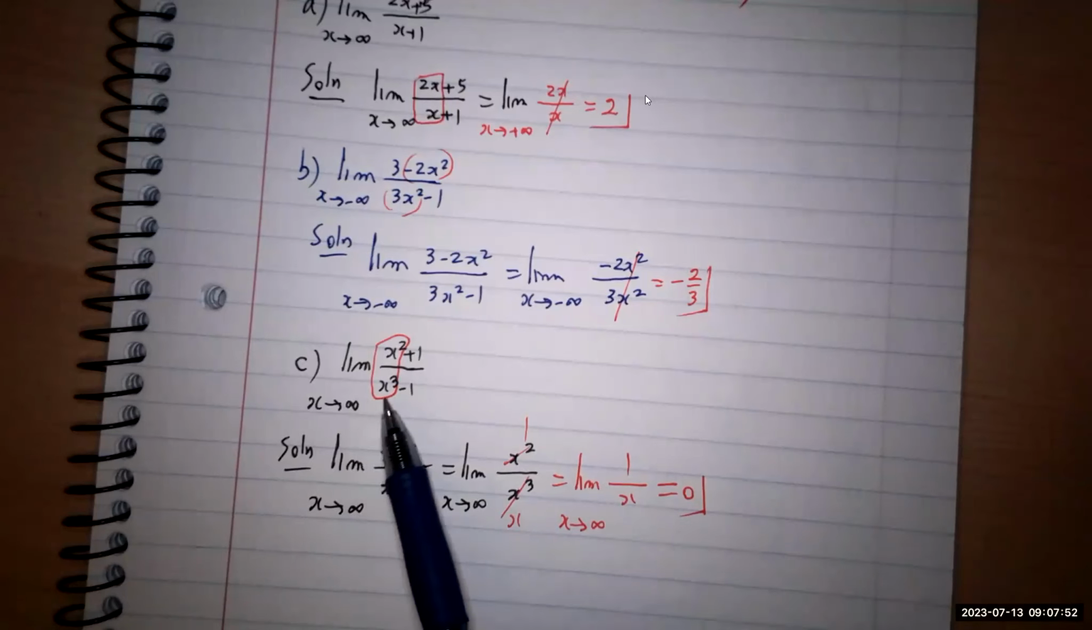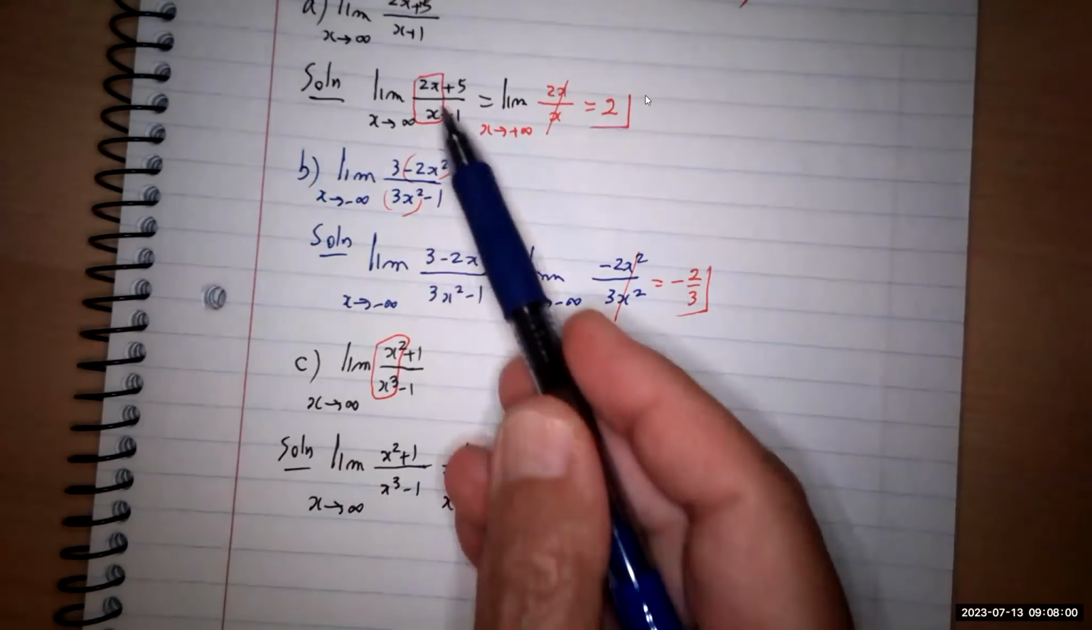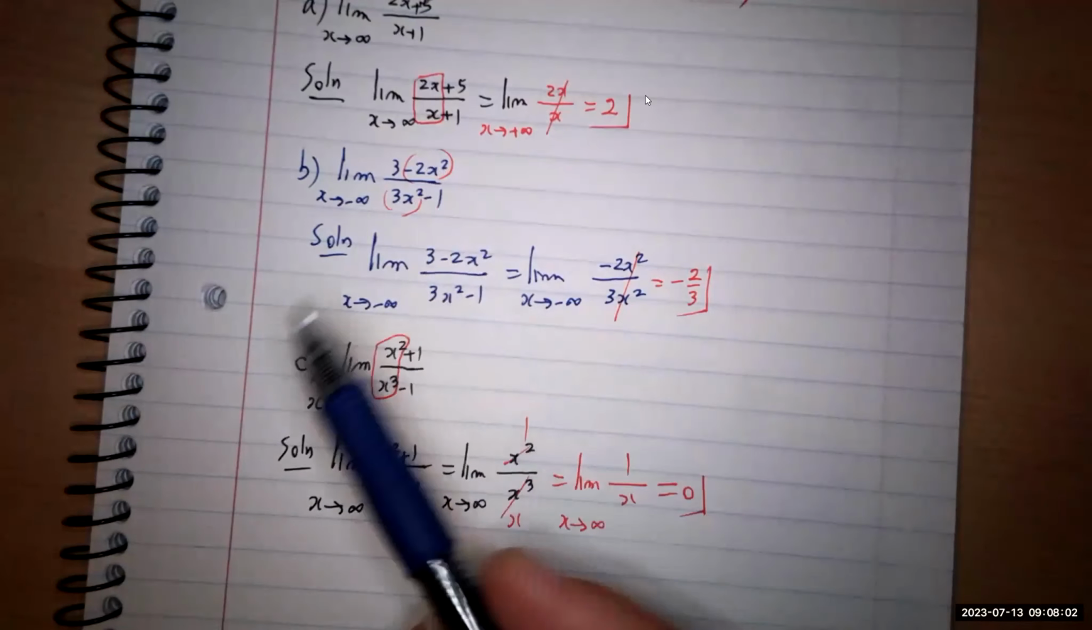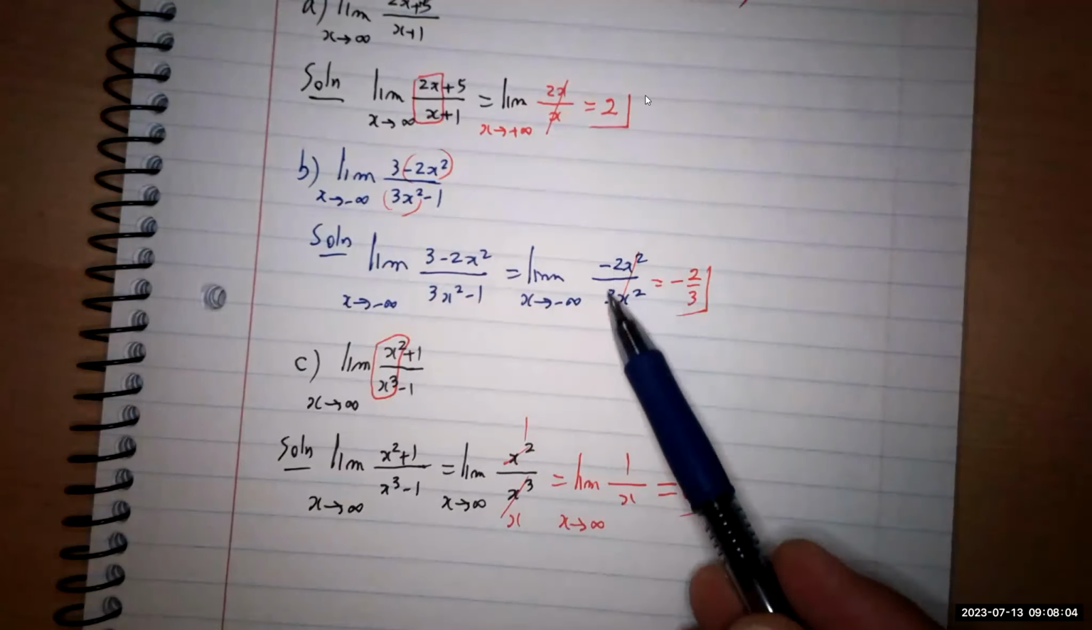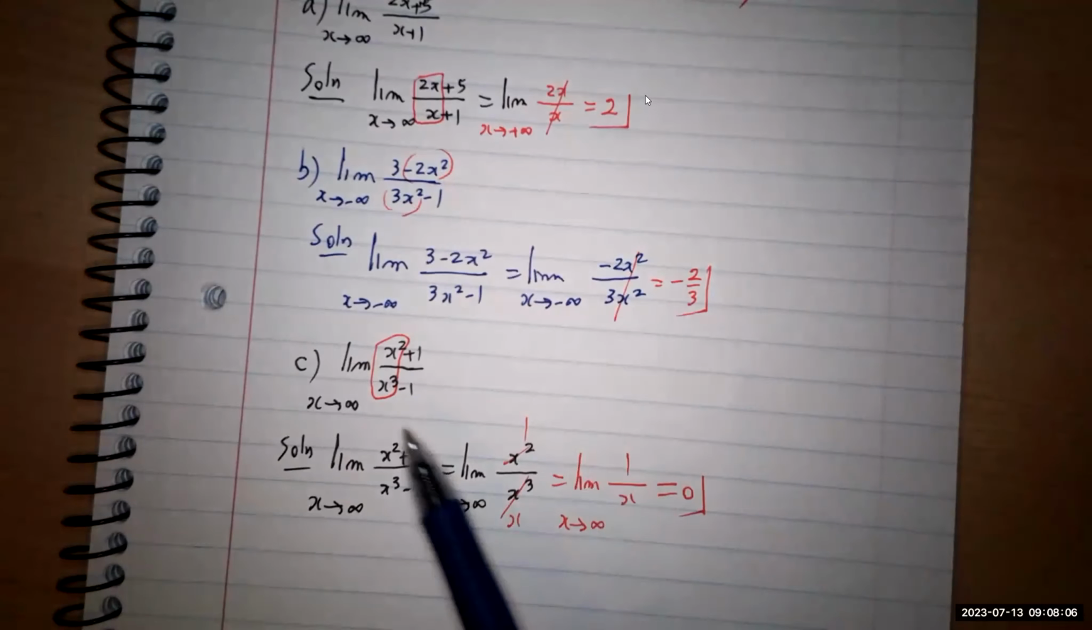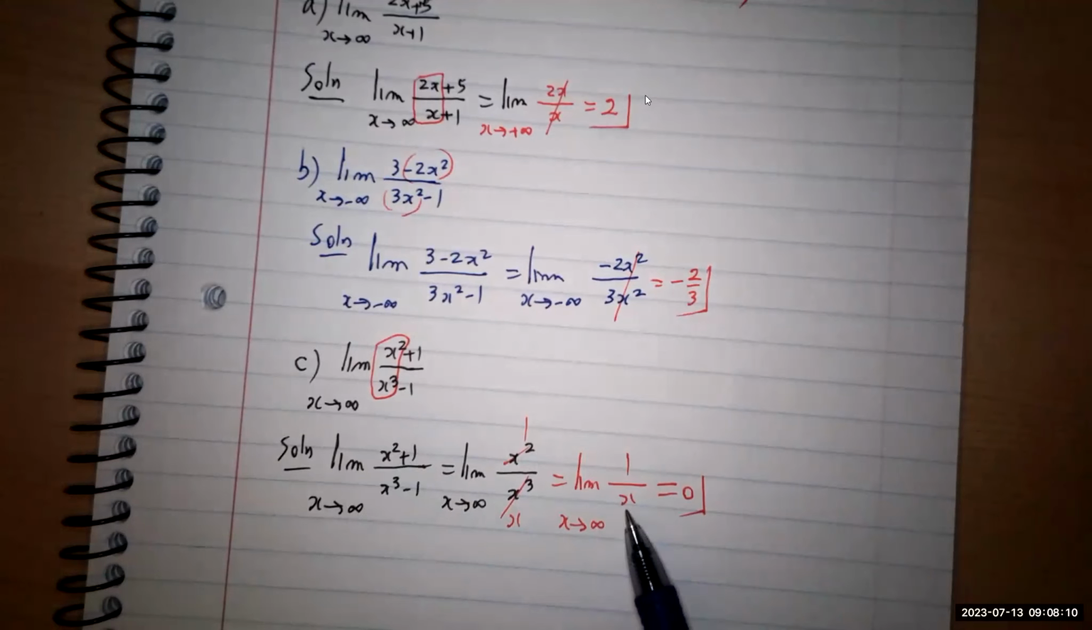So the degree of the bottom is higher. So this is 0. Okay, that's it. Because there is going to be a leftover. You see, in this problem, when you cancel it out, there is not going to be a leftover. It's all numbers. But when the degree of the bottom is higher, x is there, so infinity is here. So the result would be 0.